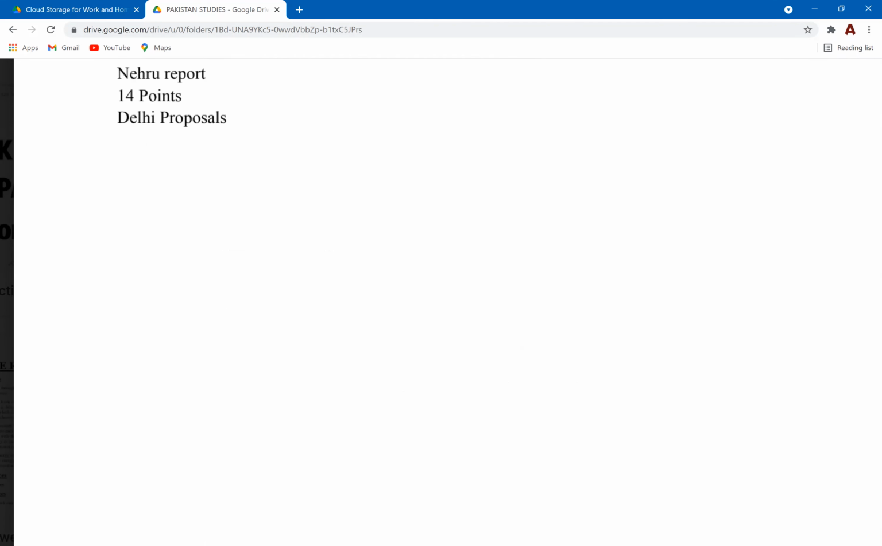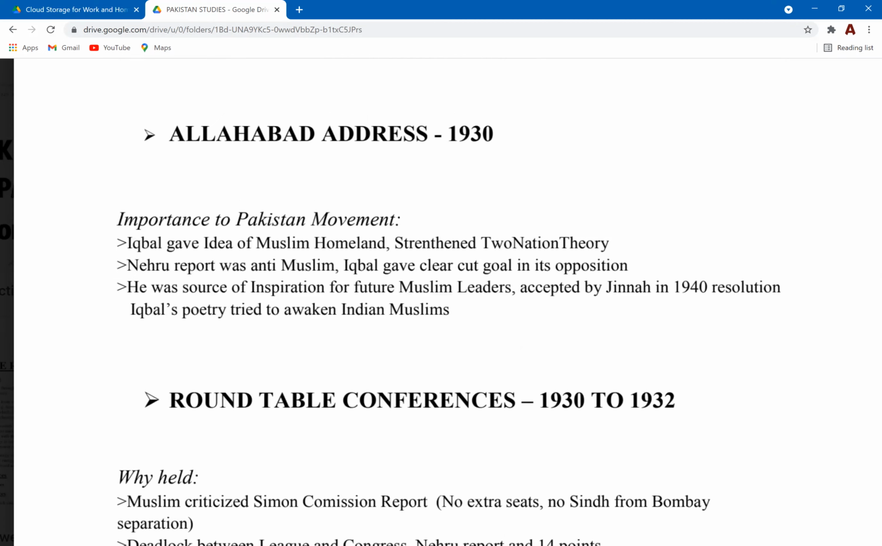Now there are a few questions you should be prepared for: why was the Simon Commission presented? Why was the Simon Commission opposed? Why was the Nehru Report opposed? Why did Jinnah present his 14 points? All of these are 7-mark questions that are there in the past papers.